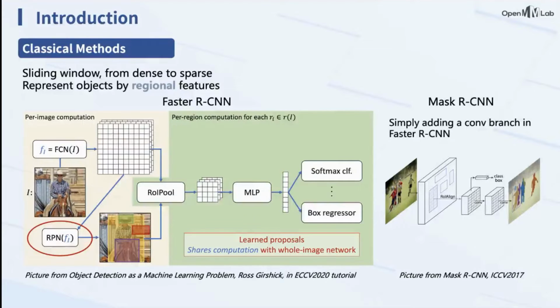To extend this framework for instance segmentation, you only need to simply add a convolutional branch to Fast R-CNN. This is Mask R-CNN, which achieves a good speed and accuracy trade-off for instance segmentation.